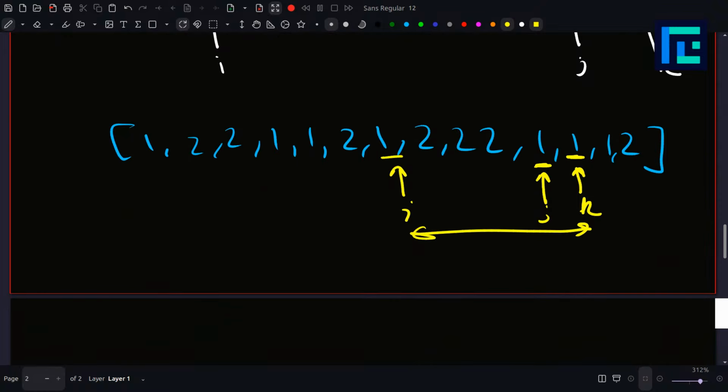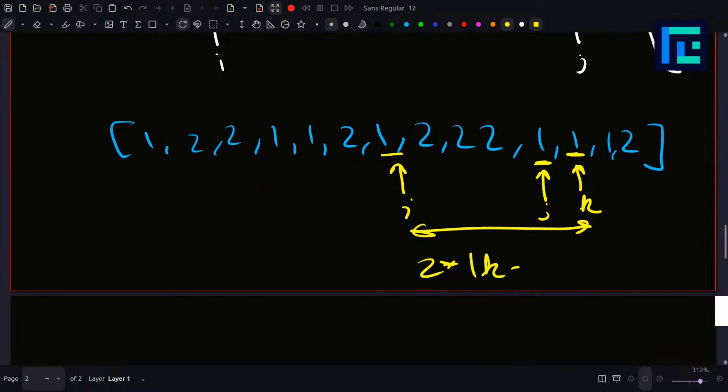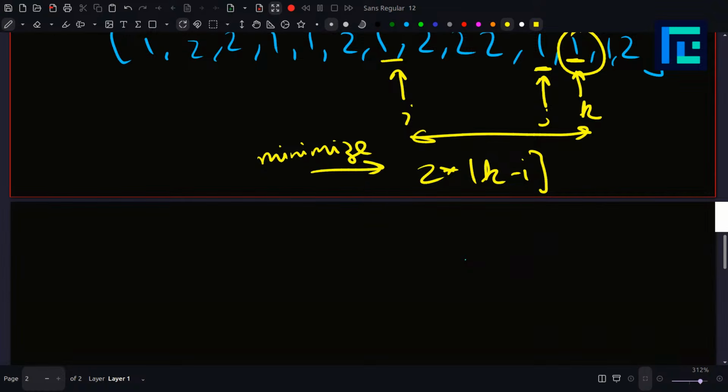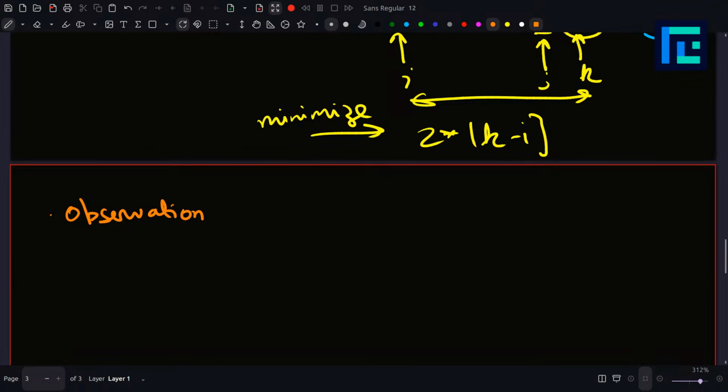We're trying to minimize the distance 2 times k minus i. This is what we are trying to minimize, right? So it makes sense that at each step, if we assume that this is the k index, then the previous two indexes should be chosen as nearby as possible, right? So we just need the previous two occurrences of nums_i. So let's write this down as our observation. Our observation is that we need the previous two occurrences of nums_i.